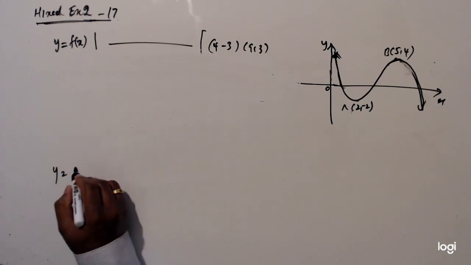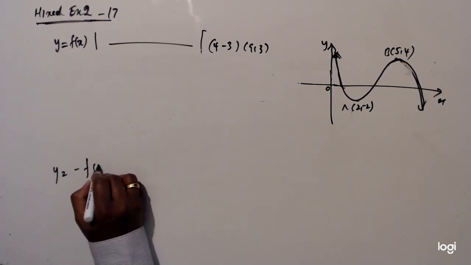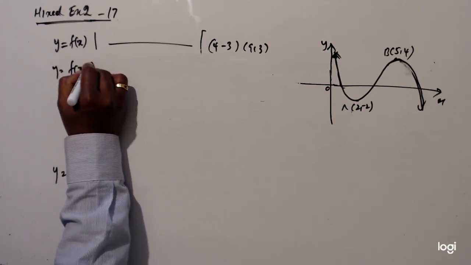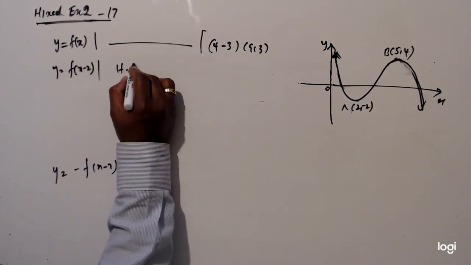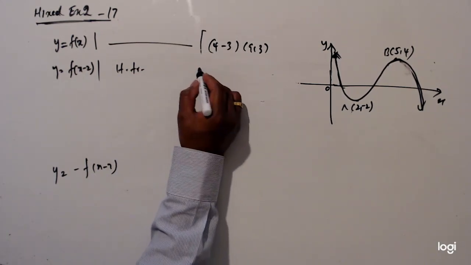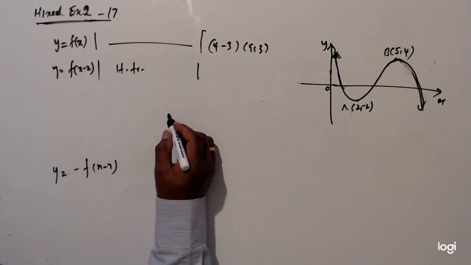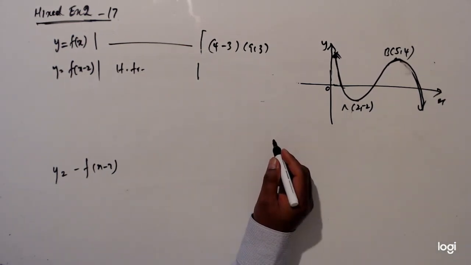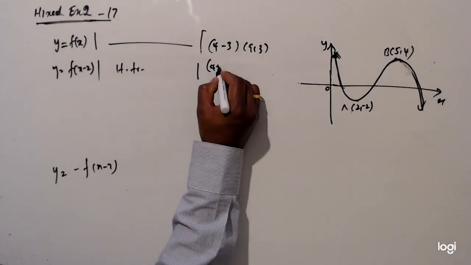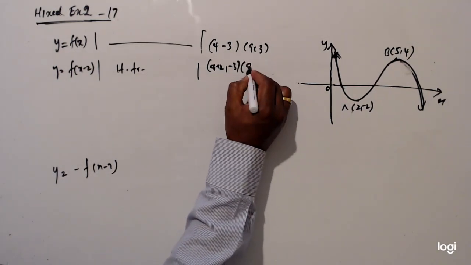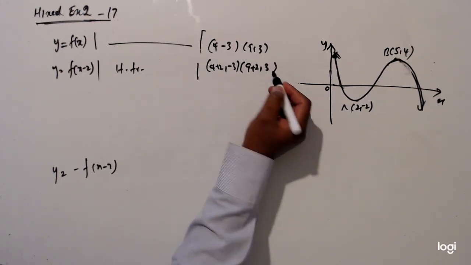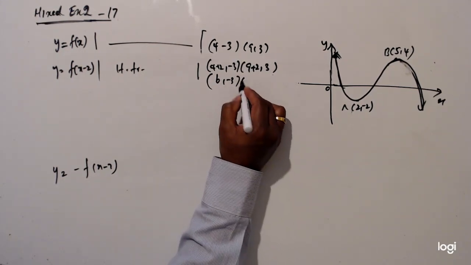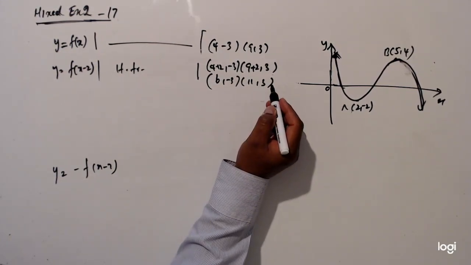Now our target is to draw y equals minus f(x minus 2). So first of all, y equals f(x minus 2). This is a horizontal translation. So we are shifting this graph by 2 to the right. So then 4 plus 2, minus 3 as it is. 9 plus 2, minus 3 as it is. So this is 6, minus 3 and 11, 3.